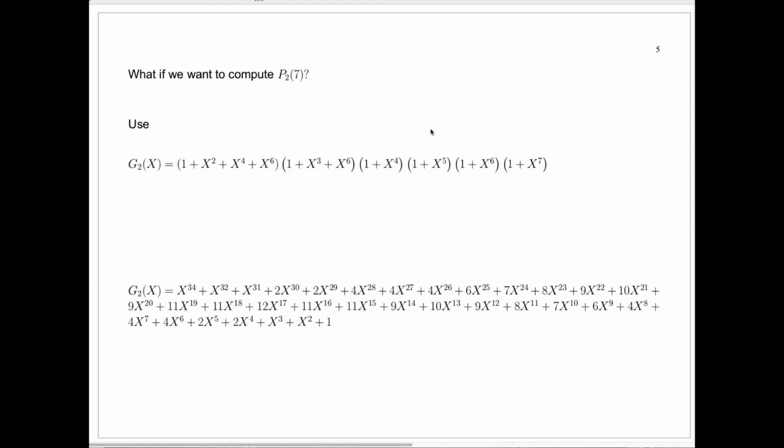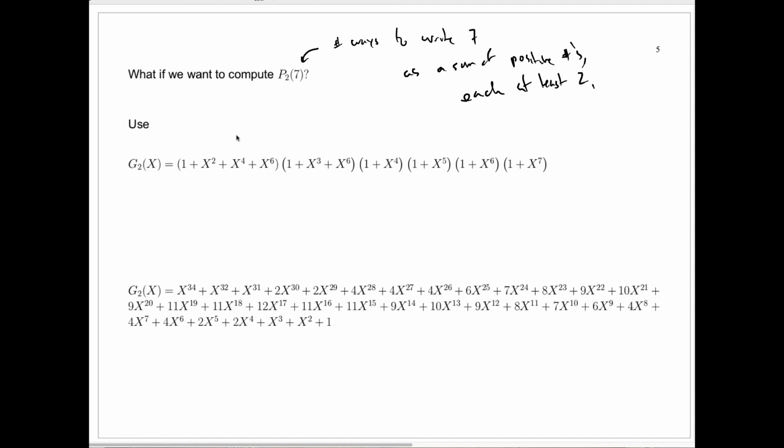Let's modify the question a bit. What if we want to compute P sub 2 of 7? What do I mean by P sub 2 of 7? I mean the number of ways to write 7 as a sum of positive numbers, each at least 2. Well, at least 2 just means we're not using 1s and everything else is the same as before.